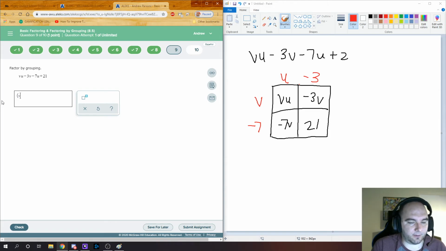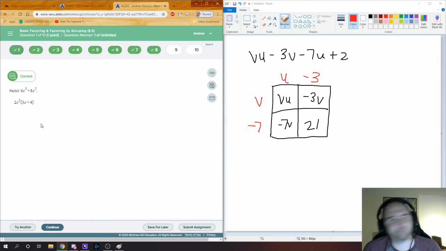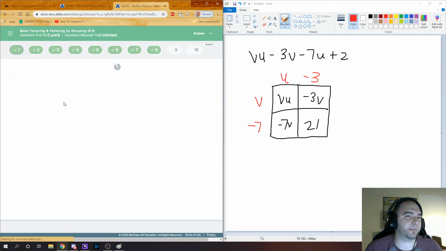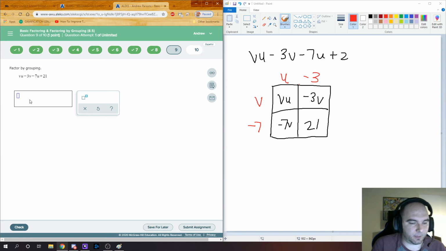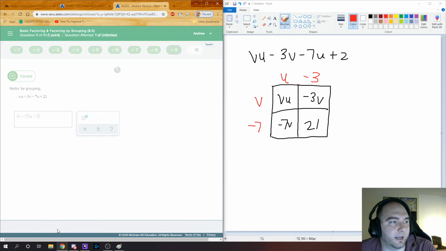So I get V minus 7, that was the column. U minus 3 was the row. Whoops, I clicked back. That's okay. Same problem. V minus 7, U minus 3. My mouse has a side button, and if you click it, it goes backwards.